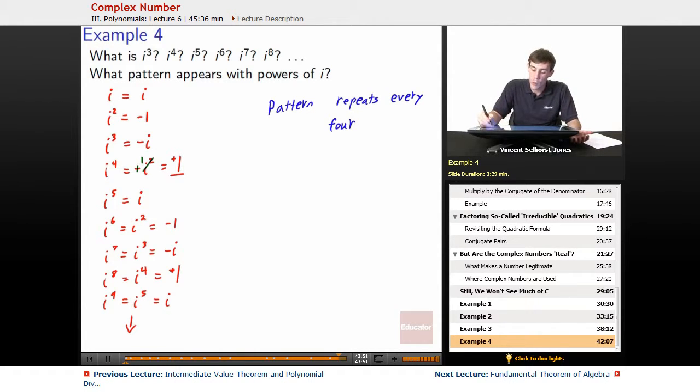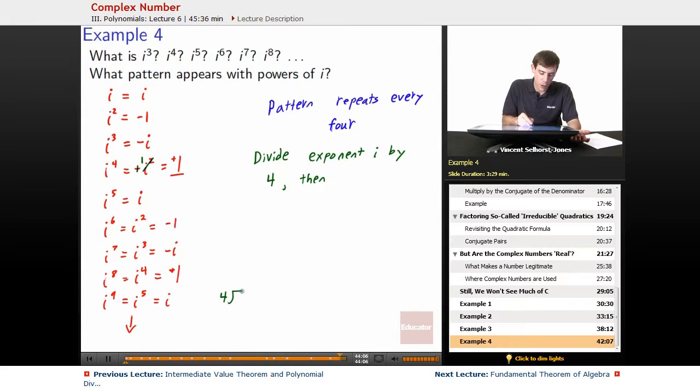So what we need to do is we basically need to divide by 4 and see what we've got. So what we can do is we can divide the exponent of i by 4. Then, well, what do we do next? Let's do a quick check. If we did i to the ninth, so 4 goes into 9 how many times? It goes in twice. So we'd have 8, 9 minus 8 is 1. So we'd get a remainder of 1.